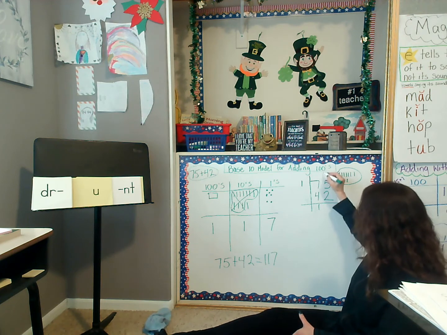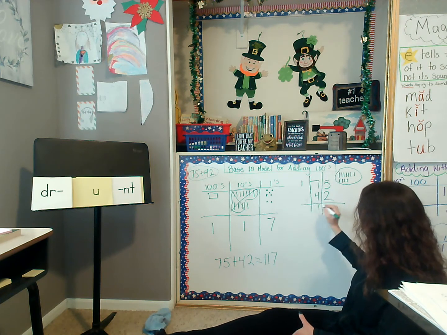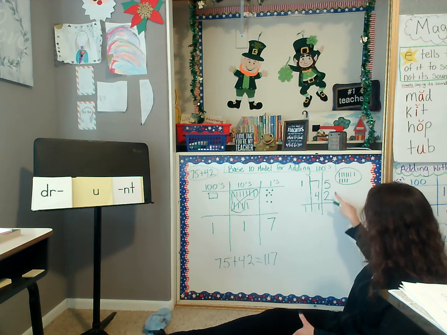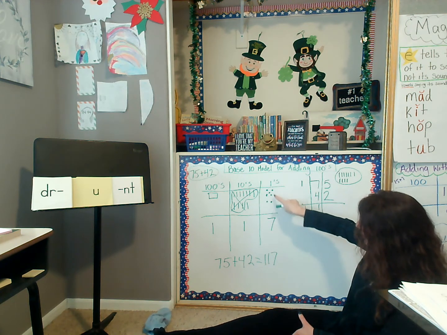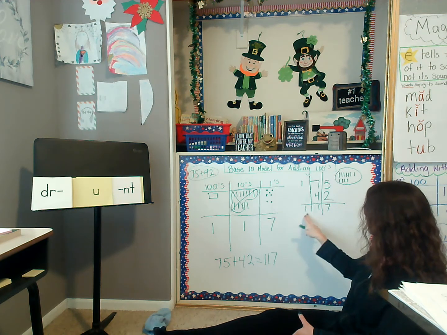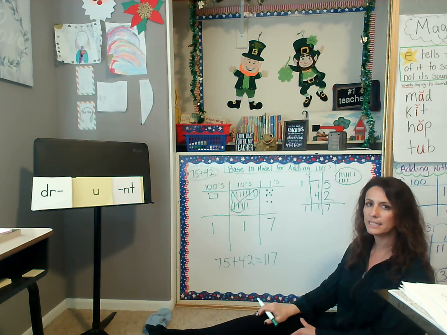Okay, and then if we look at it here, we could just say, well, there's 100, and there's 5 ones plus 2 ones, just like we saw here. 5 ones plus 2 ones is 7 ones. So you can see how we still get 117.